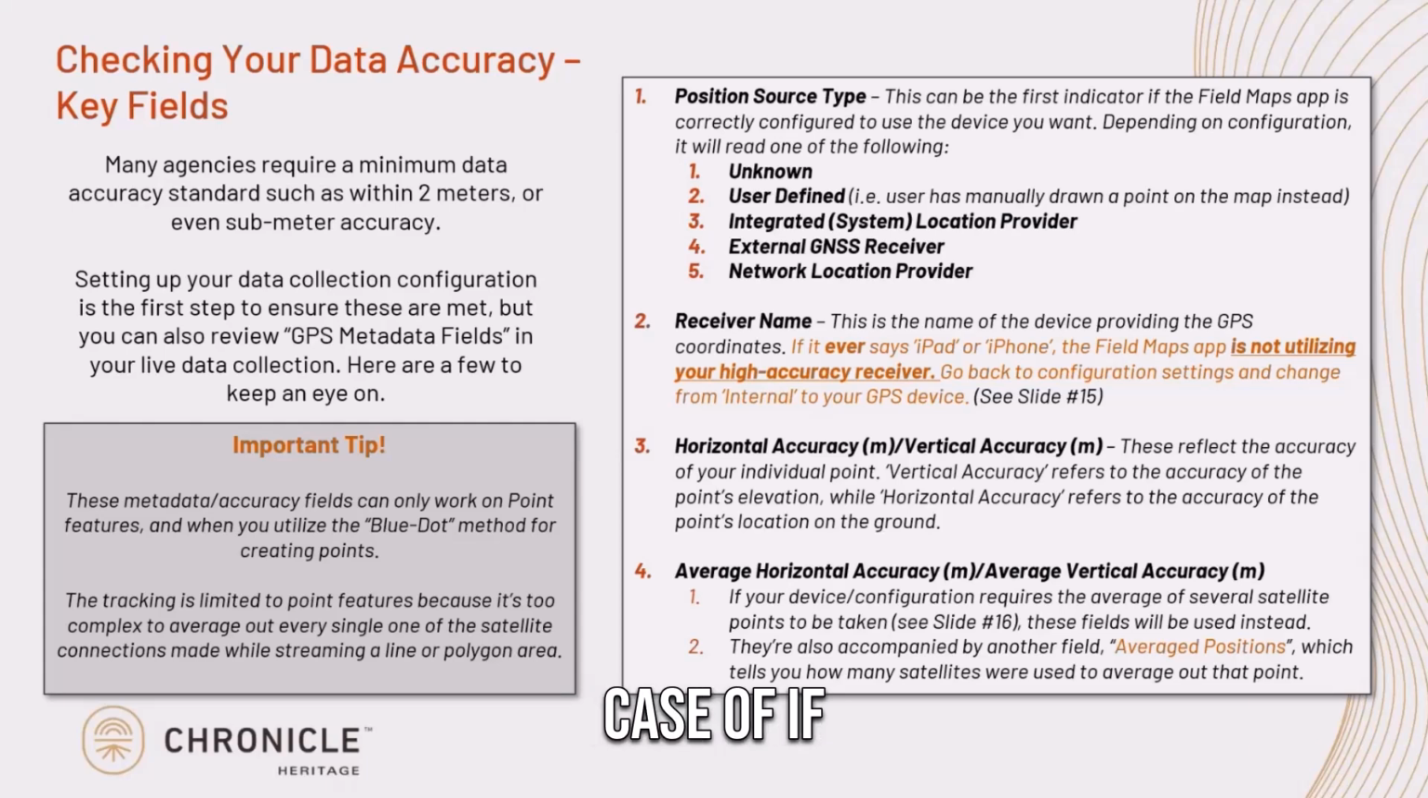Now, in the case of if you have a company iPad that's paired with an external receiver, this one's the red flag, and we'll get into that more later. However, if you're using a high accuracy device that has its own receiver, say like a Trimble unit, it may read integrated location provider because that device, its own GPS system, is very high accuracy. But you may see this one frequently depending on what kind of device your office and team uses.